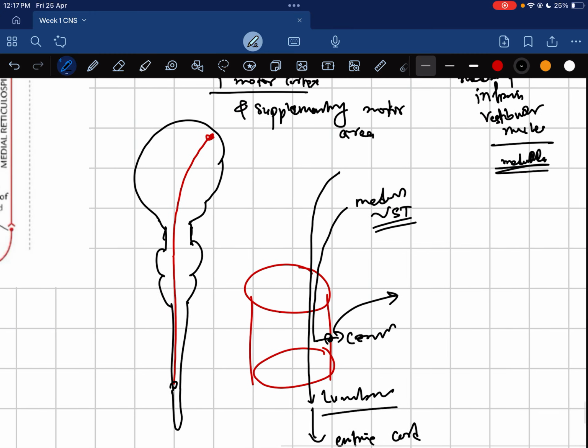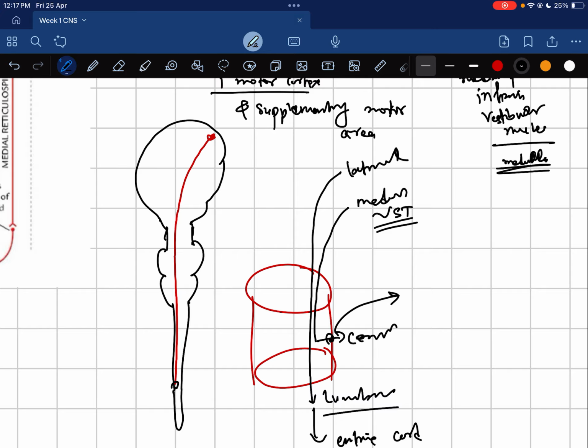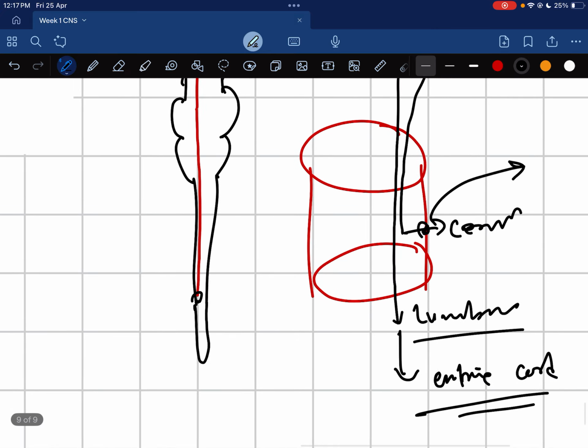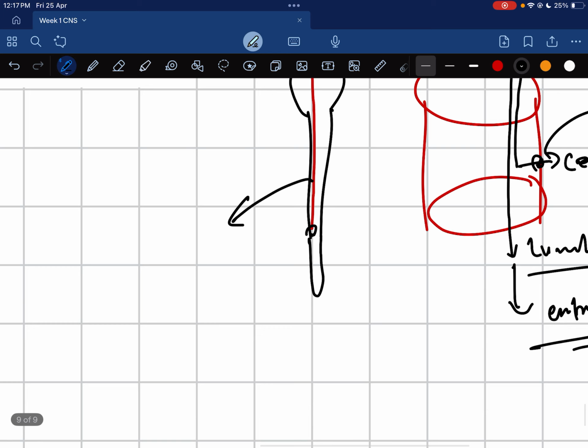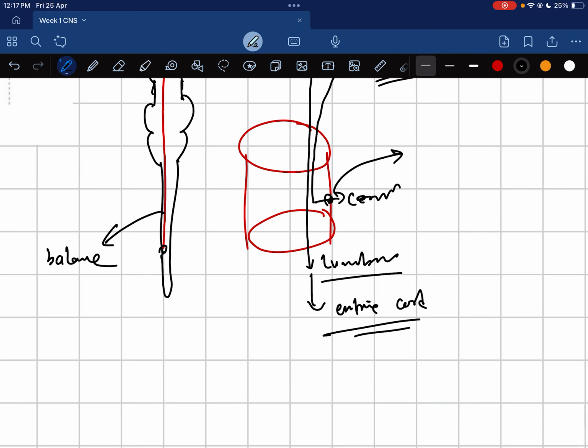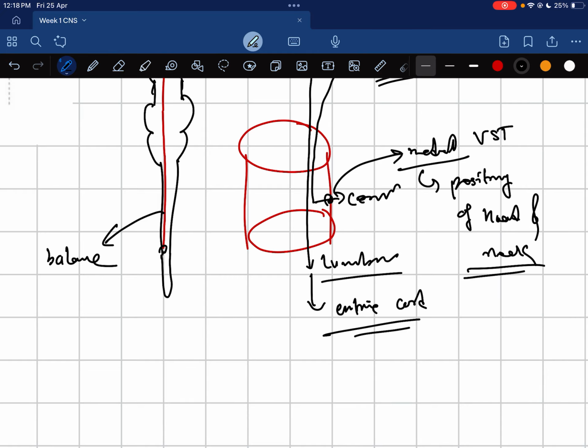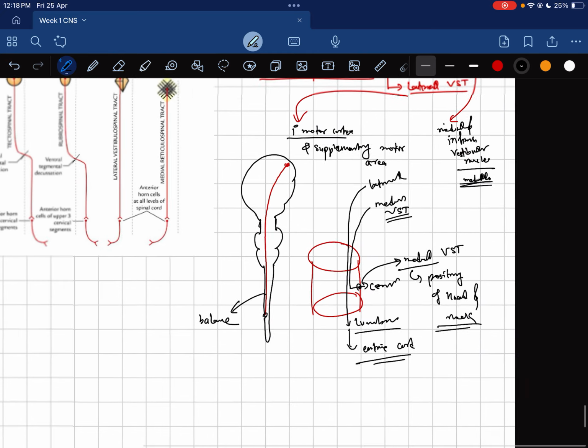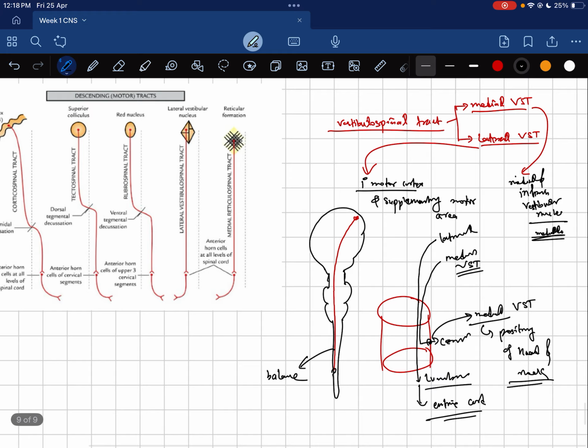And when we look at the function, this is lateral. So when we look at the function, the lateral helps with balance, but the medial helps with positioning of the head and neck. This is regarding the vestibulospinal tract.